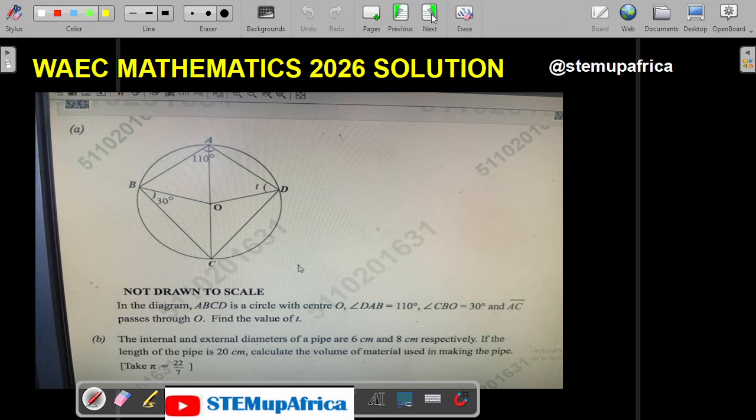Say in a diagram, ABCD is a circle, because ABCD lies on the circumference of the circle. So it's a circle with center O.